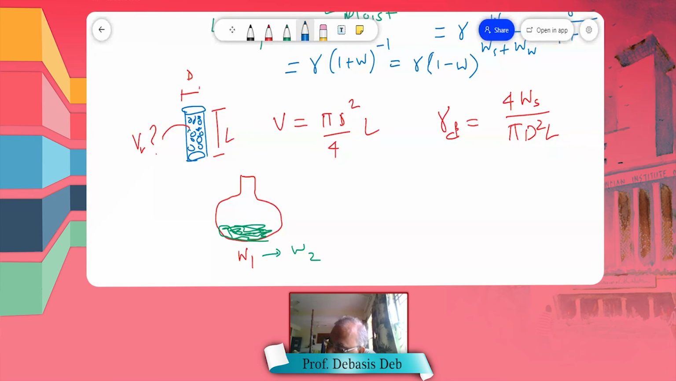Then we fill it up with water. We fill it up with water, and we take the weight again. That we call W3. Then we throw everything out.